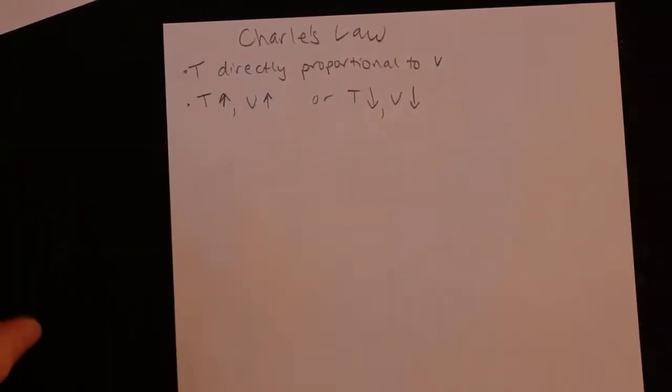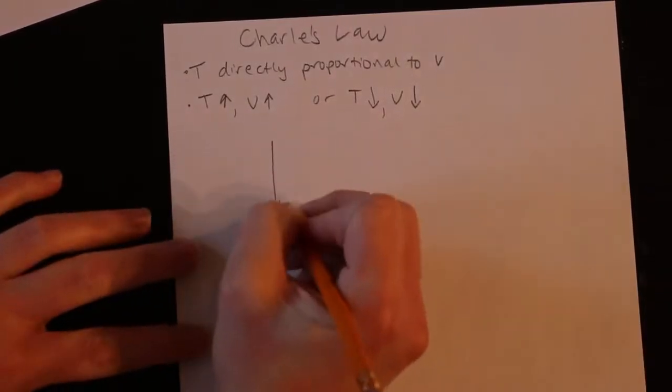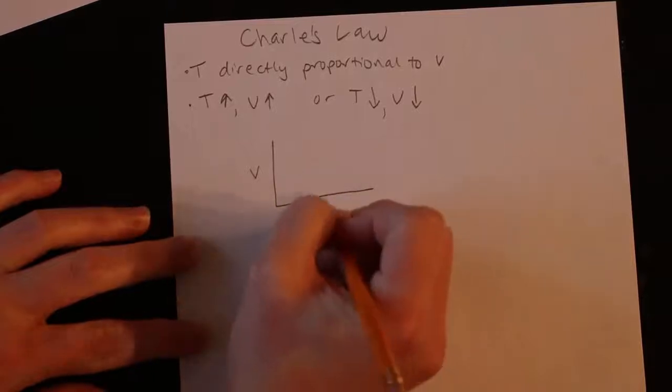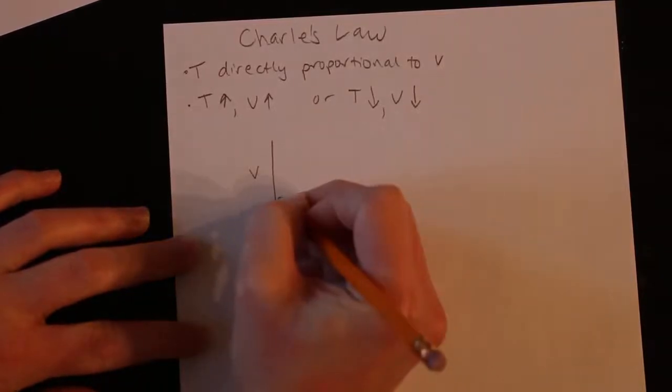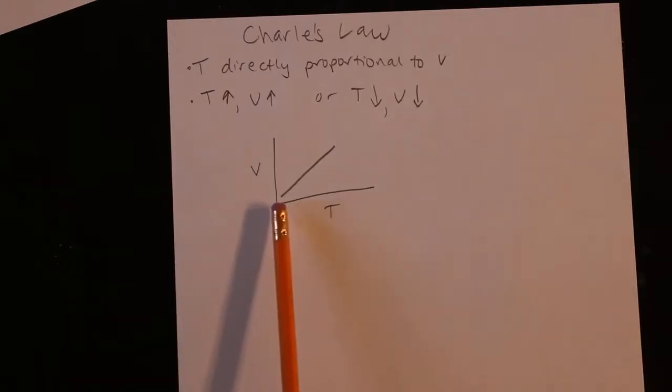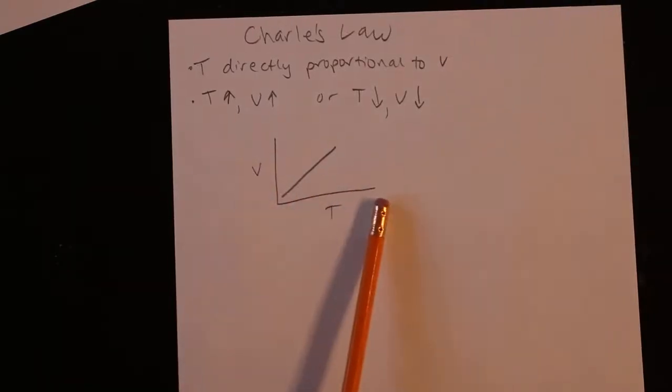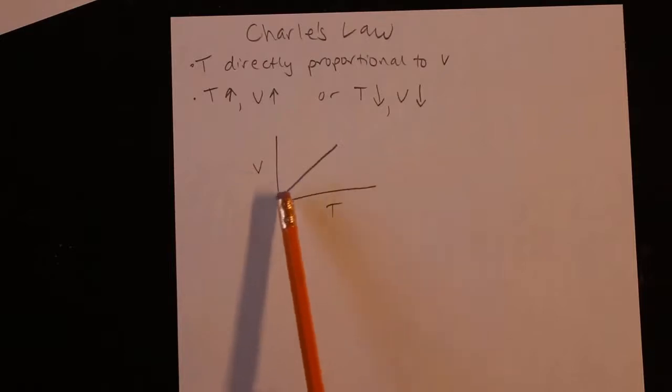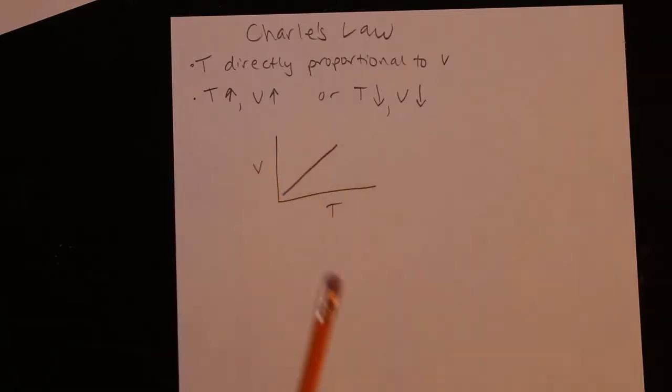Okay? So if we were to look at a graph, if we were to do a graph of volume versus temperature, it'd be a straight line going up. Okay? Because as we go from left to right, temperature is increasing. And if we look, volume is increasing as well. So you need to be able to look at the graphs of Charles' law and Boyle's law and be able to tell us which graph you're looking at.